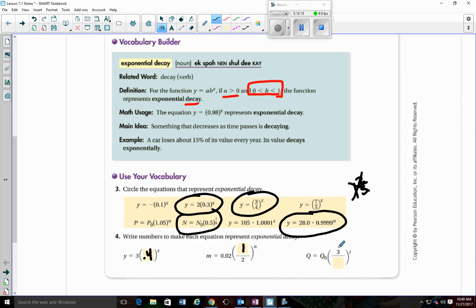Because that would make it 1.5. All right, it's got to be something less than 1. So if this is a 3, then I can make this a 4. Can I make it a 5? 6, 7? So anything larger than 4, right? And then that'll make the base between 0 and 1.